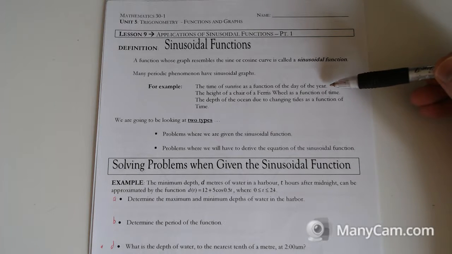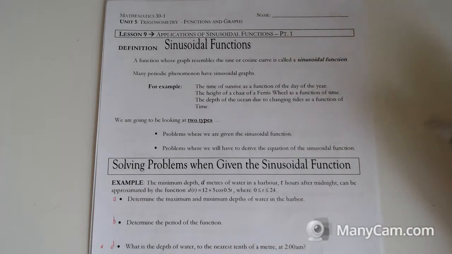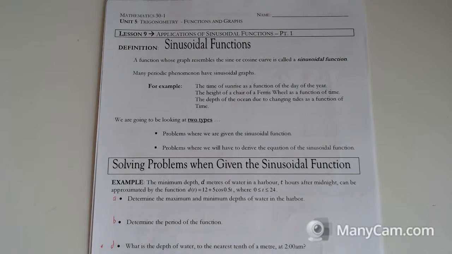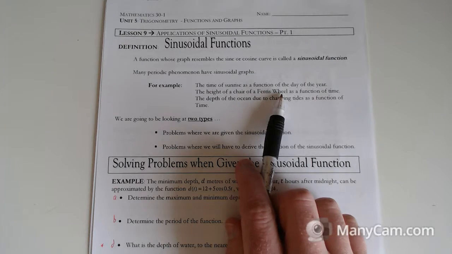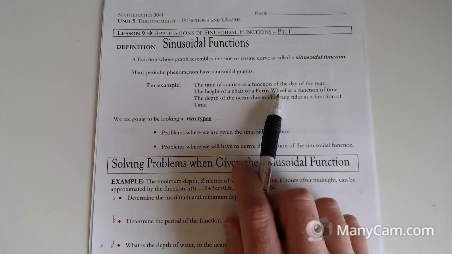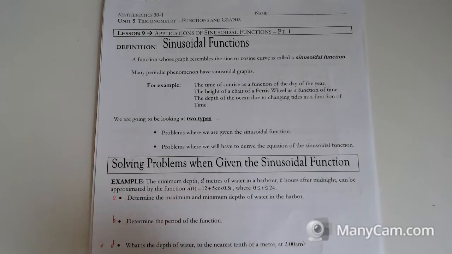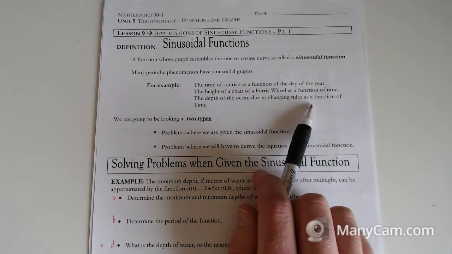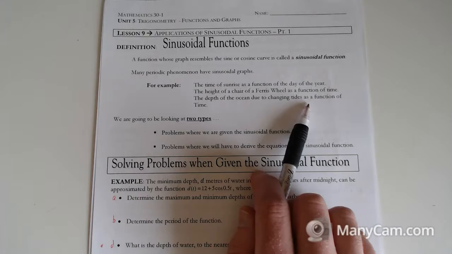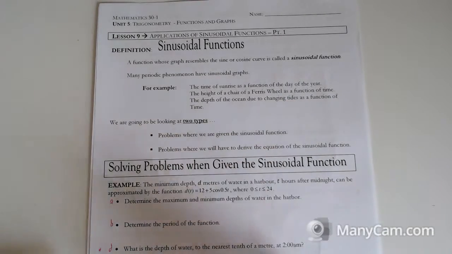Time of sunrise as a function of the day of the year. So our sunrise goes up and down, and it keeps waving like that. The height of something as it moves around a circle. So the classic one is a Ferris wheel. So how high are you at what given time? And it's going to go up and down, up and down. And then the depth of the ocean are tides. Our tides also go in and out. And that's also a periodic function.